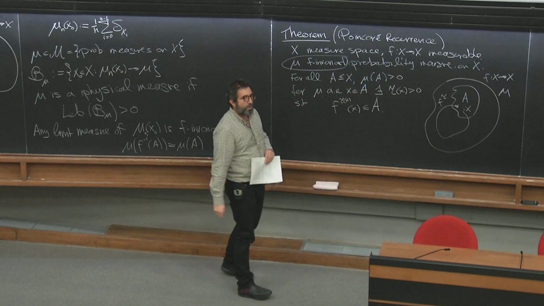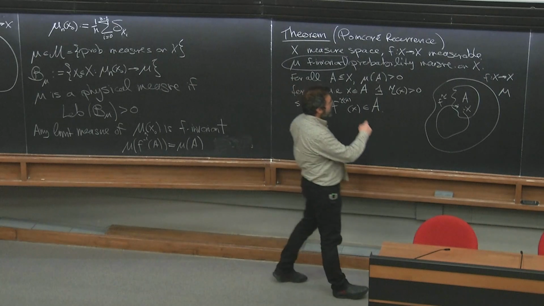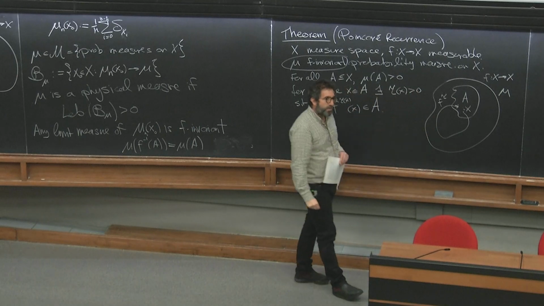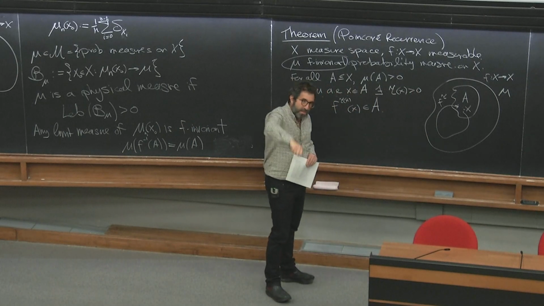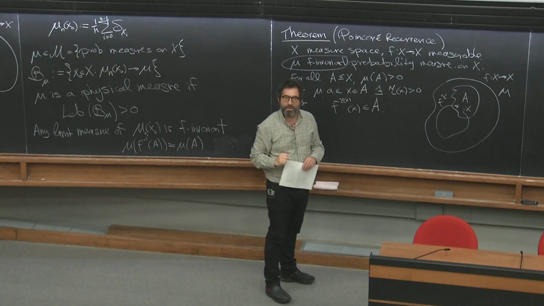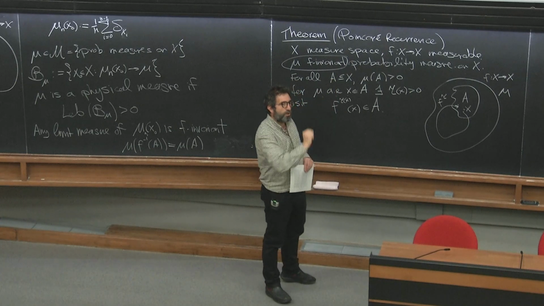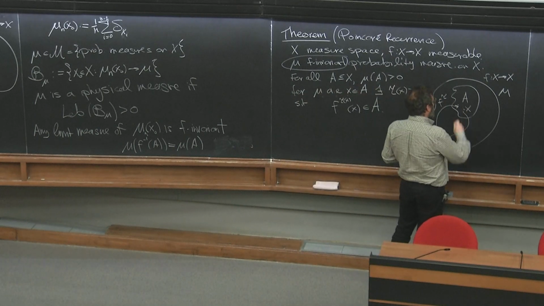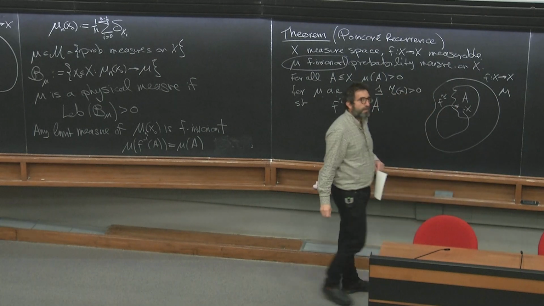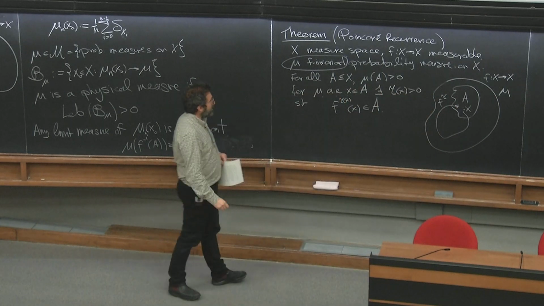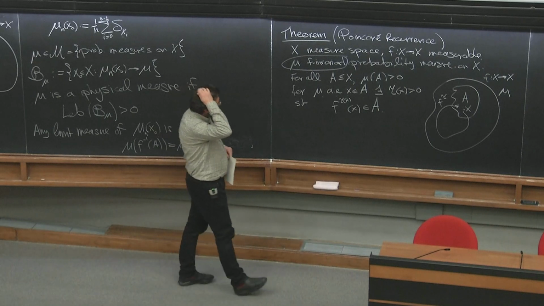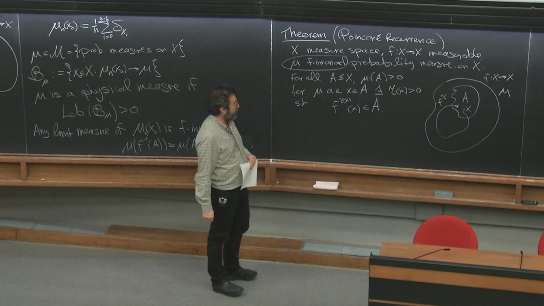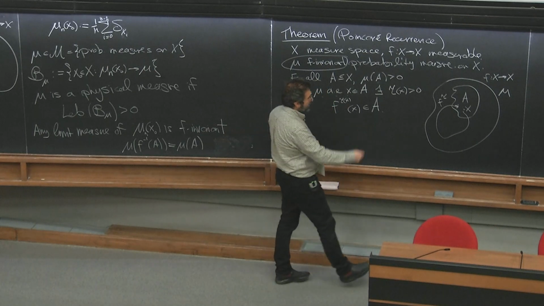And this is a form of recurrence. This set may be very tiny, and what we're saying is that these points must come back to this very small neighborhood. You might take A to be a very small neighborhood, so you don't know anything about the structure of the dynamics, but almost every point actually comes back. In fact, there is a stronger version of this result, that they come back infinitely many times. I will put that in the notes.